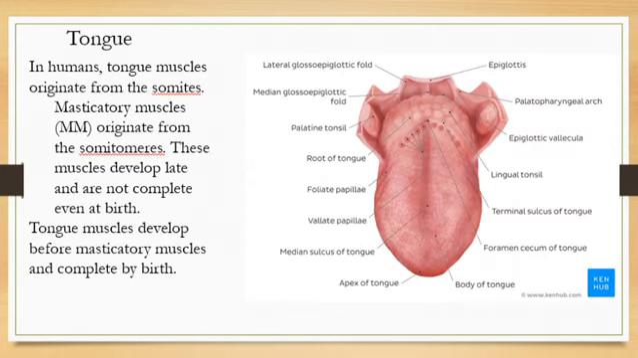So let's proceed to the tongue. Tongue is another accessory found in the mouth aside from teeth, which also helps in mastication. In humans, tongue muscles originate from the somites. Masticatory muscles originate from somitomeres. So this muscle develops late and is not complete even at birth. The tongue muscle is also equipped with different salivary glands.